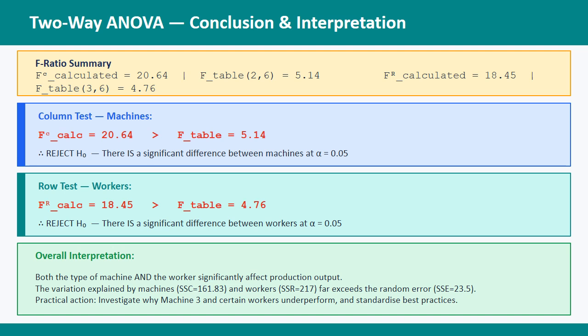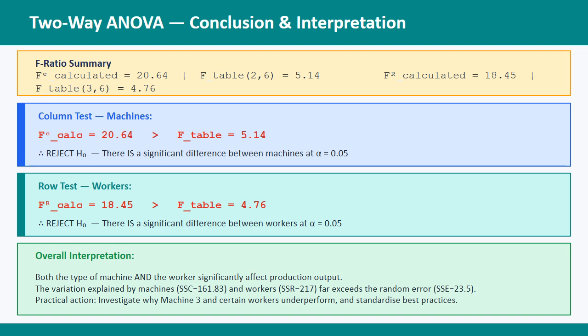Now let us interpret the results of the two-way ANOVA. We calculated two F values, one for columns that is machines and one for rows that is workers. The calculated F value for columns is 20.64 and the table value is 5.14. Since F calculated is greater than F table, we reject the null hypothesis for columns. This means there is a significant difference between machines, that is different machines produce different levels of output.